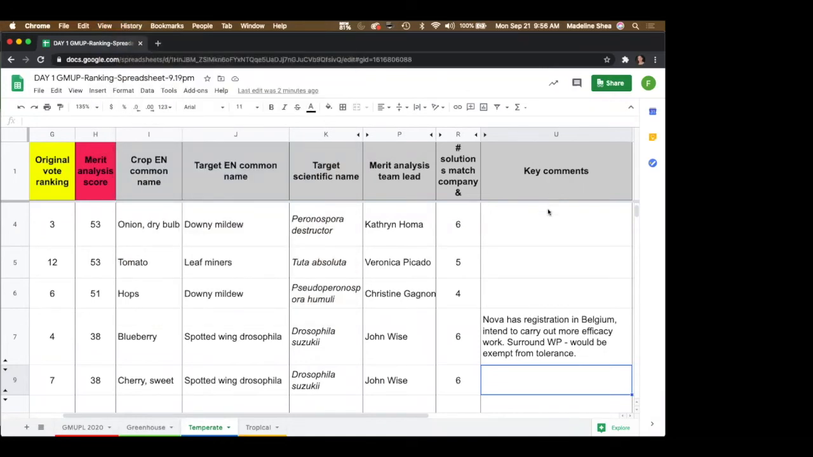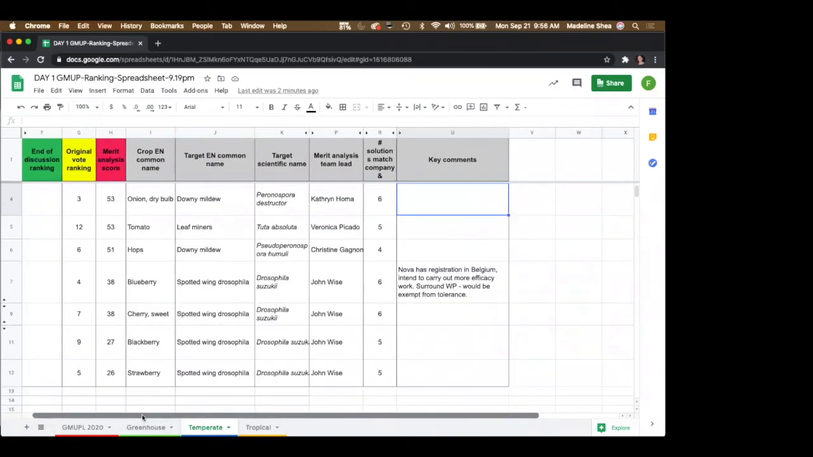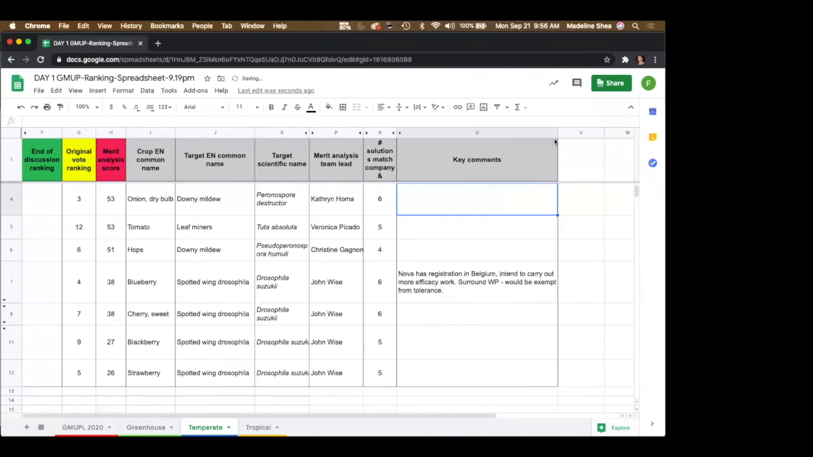Okay, I would like to hear more comments about whether the ranking should stay the same or whether we should make some changes in the ranking based on looking at merit scores and original ranking. That's the purpose of this session right now, to look at these and see if we want to make any changes or we like the way that the original ranking sits right now.